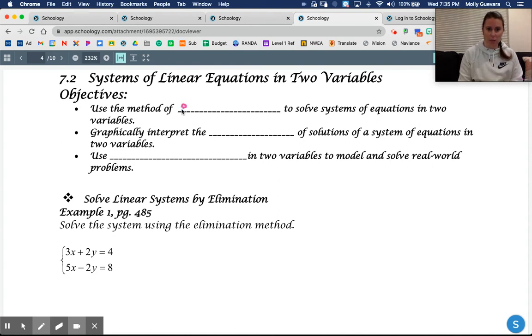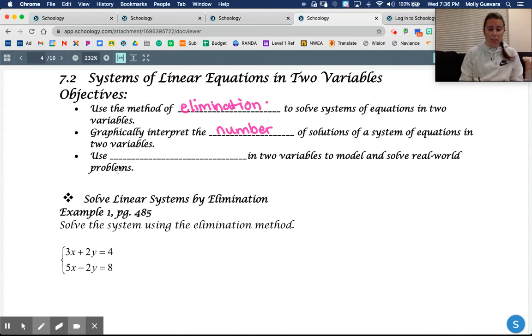The first one is we're going to use the method of elimination to solve systems of equations in two variables. Then we're going to look at how to graphically interpret the number of solutions of a system, right? So remember, if it's two lines, it can either have one solution, all solutions if the lines are stacked on top of each other, or no solutions if the lines never touch, if they're parallel. Or if you have a parabola and a line, it can cross once, it can cross twice, it can cross 0 times, things like that. So we're going to use the graph to determine how many solutions there are.